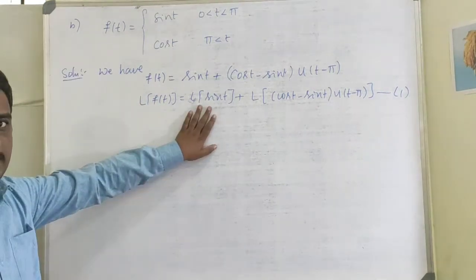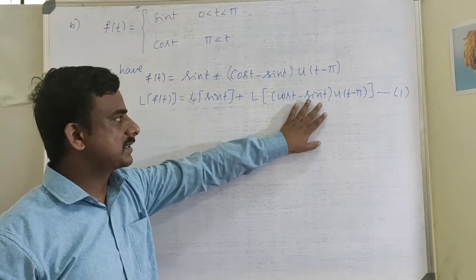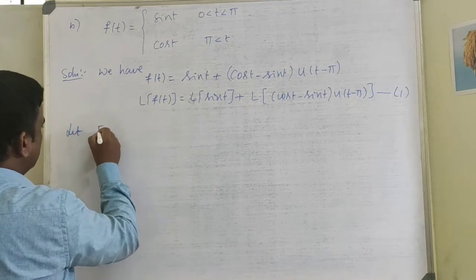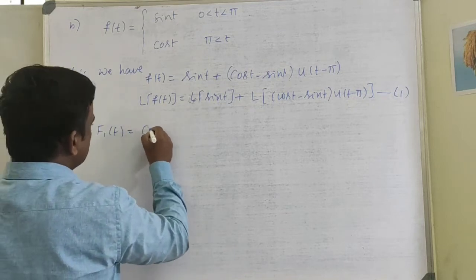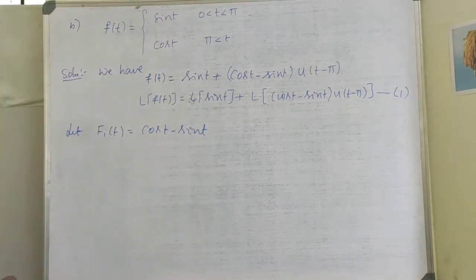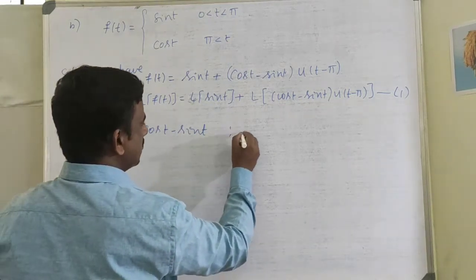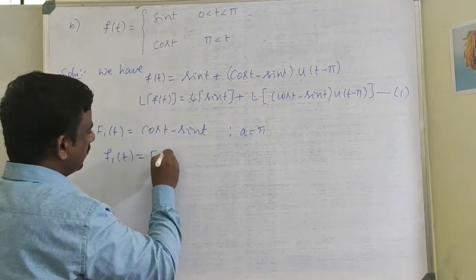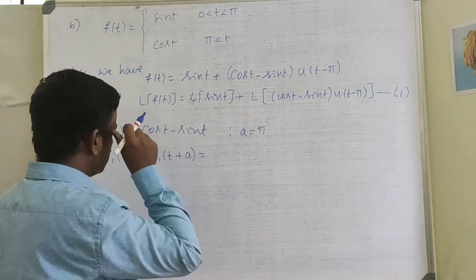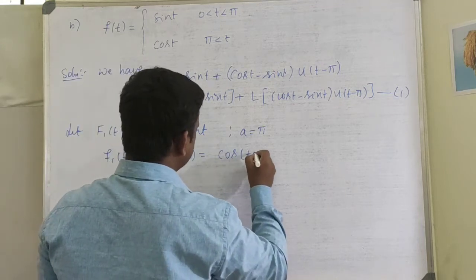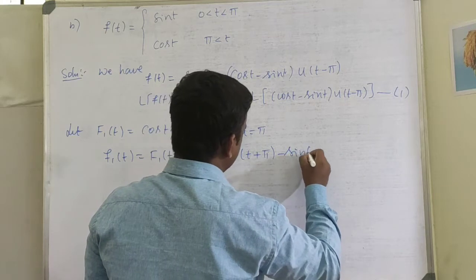Now this first term we can write directly, no problem with this. We need to find the Laplace transform of this function, so I will call this capital F1 of t. Let capital F1 of t equal cos t minus sin t. Now a is pi, and small f1 of t equals capital F1 of t plus a, that is cos of (t plus pi) minus sin of (t plus pi).